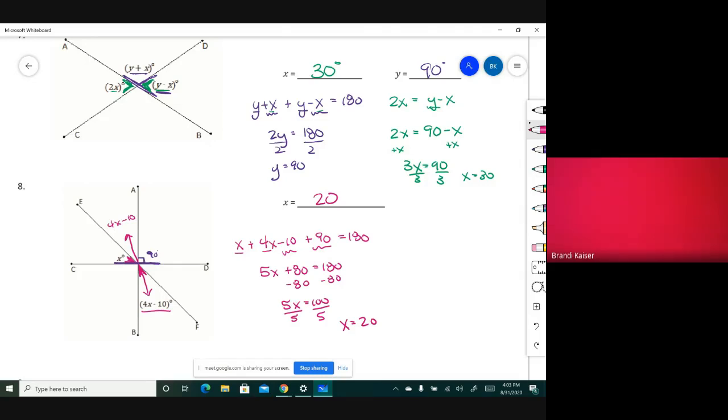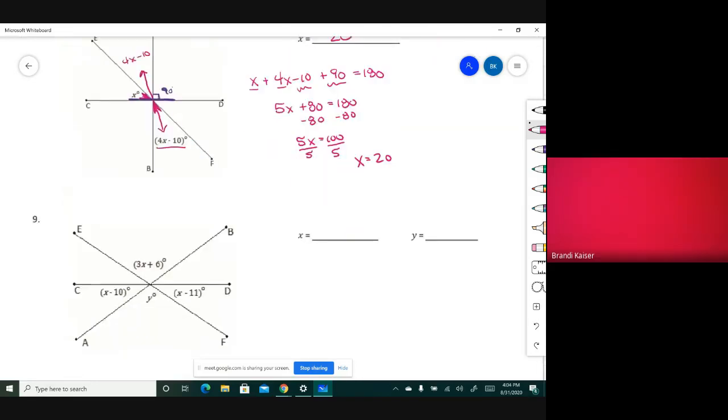Okay. So that one we had to depend a lot on knowing a couple different relationships. First, we had to notice the vertical angles. Then we had to notice the linear angles. Kind of just depends on what we're getting.